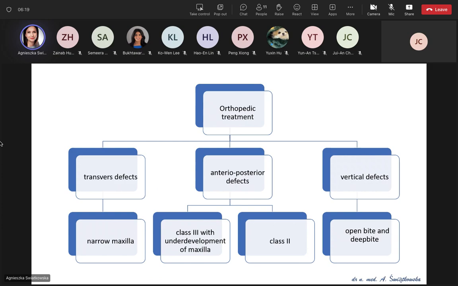Orthopedic treatment. We have these kinds of defects in orthodontics: transverse, anterior-posterior, and vertical defects. In transverse defects we have a problem with narrow maxilla, so we will treat the patient with expansion. In anterior-posterior defects, we distinguish class 3 with underdevelopment of maxilla, which we can treat very early and influence the position of maxilla to lower jaw, and treatment of patients with class 2. Vertical defects, in this situation, we treat open bite and deep bite.